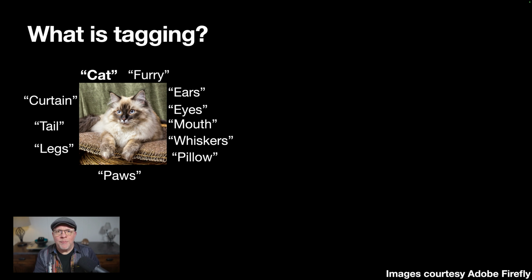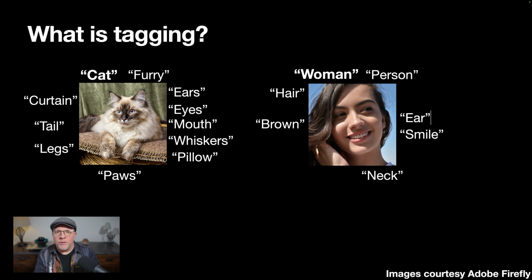So here is an example of tagging a cat image. You can see that we say this is a cat. It's a furry cat. It's sitting in front of a curtain. It has ears, eyes, paws. What the machine language model will do is start to look for patterns and connect those to the words that we used to tag the image. We can do that with human beings too. For example, here we have a woman, it's a person, and there's sky and hair and eyes, nose, mouth.